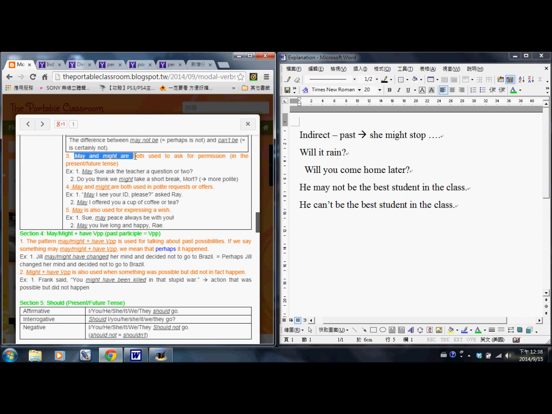Number 3, "may" and "might" are both used to ask for permission in present or future tense. So we can use "may" and "might" to ask for permission. Just like "can" and "could," we use "might," like how we use "could," in polite communication. So look at the following 2 examples. "May Sue ask the teacher a question or 2?" If you want to be more polite, you can say "might Sue ask the teacher a question or 2?" Number 2, "do you think we might take a short break, Mort?" If you use "might," you're being polite.